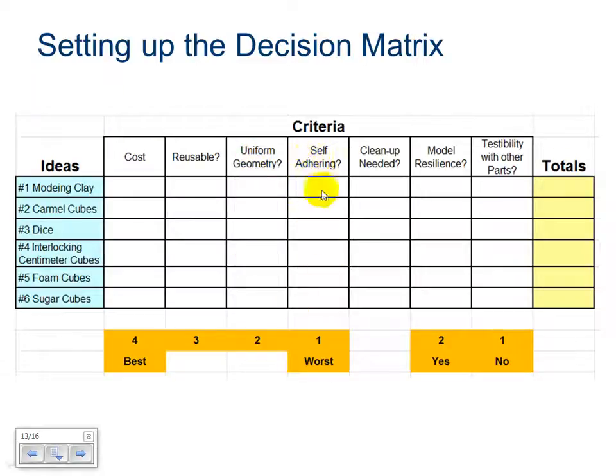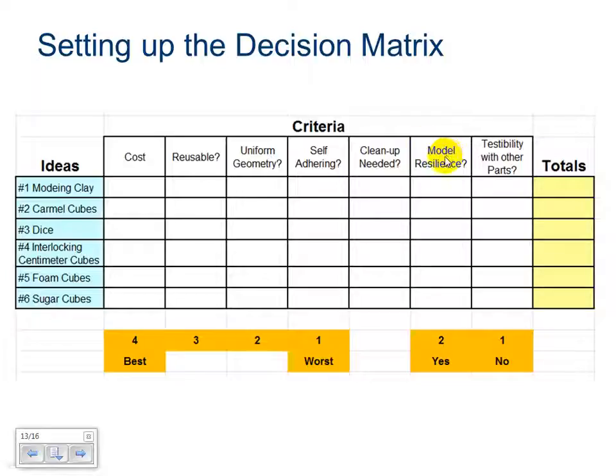Self-adhering, and you need to decide if this is important to you or not. Is it important that they stick together on their own, or is it okay that I need glue or tape to help them stick together? Cleanup needed, because we said cleanliness was important. So am I going to have to clean up after I use these? And this is going to be a yes or no question. So we'll use this scale over here.